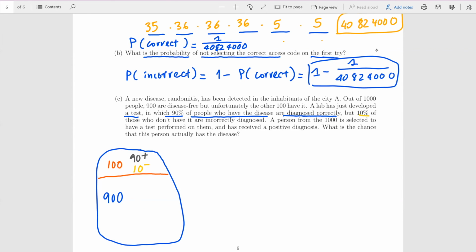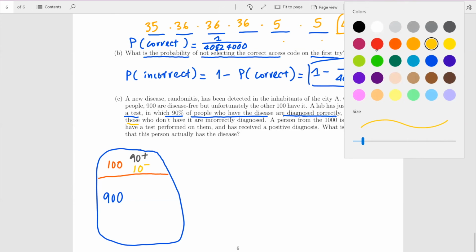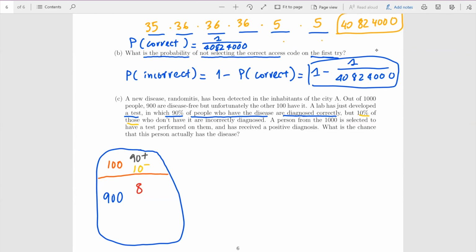Okay. And 10% of those who don't have the disease are incorrectly diagnosed. What does it mean? That means if 900 people here got tested, 90, which is 10% of them, will get a positive test, and the rest, which is 810, will get the negative test. Again, this is the healthy population, and this is the unhealthy population.